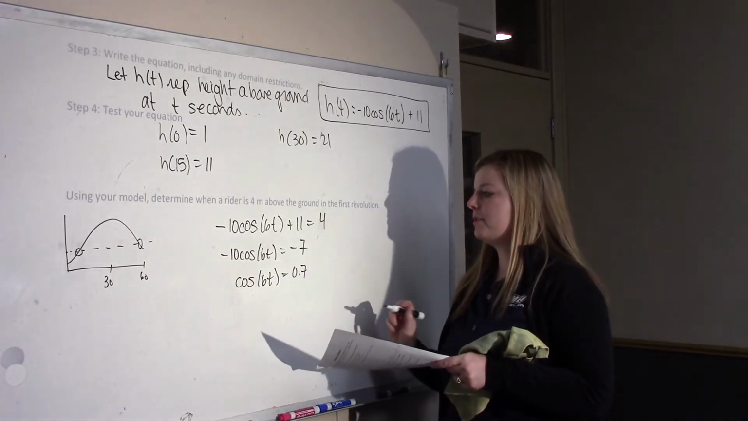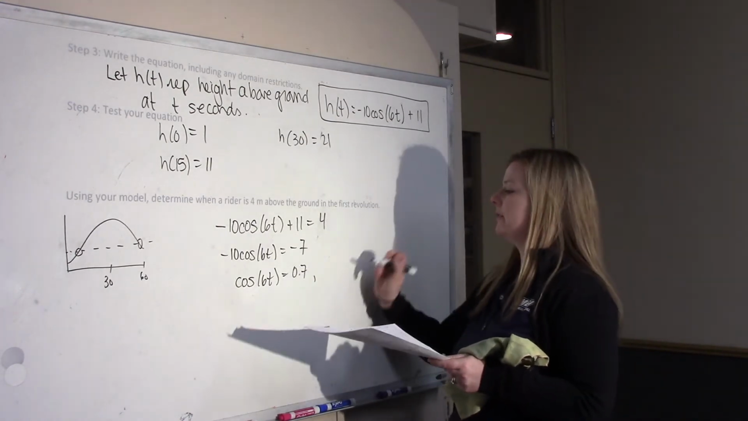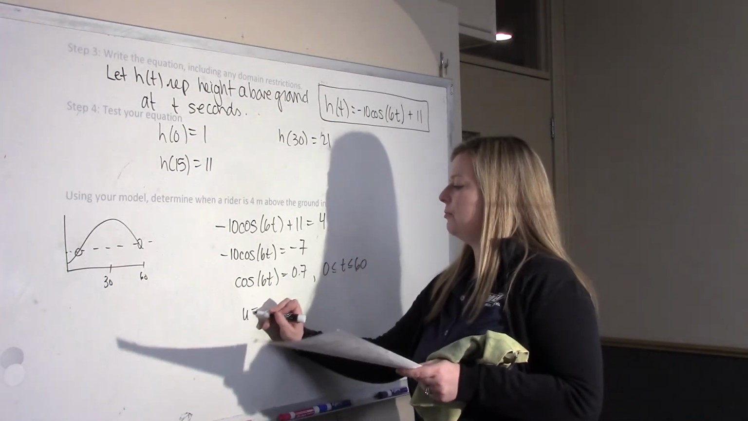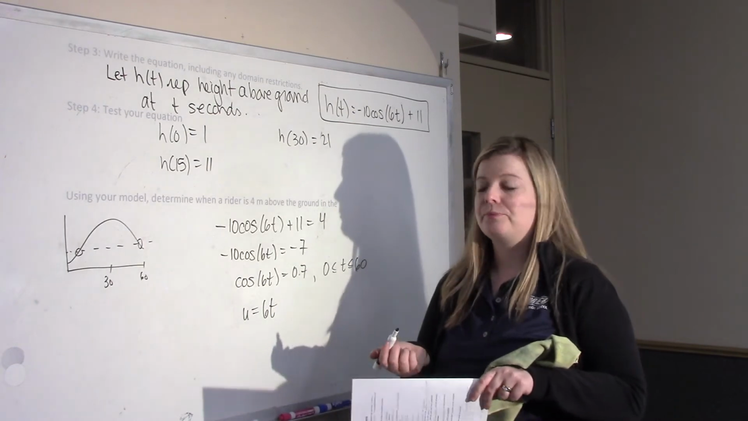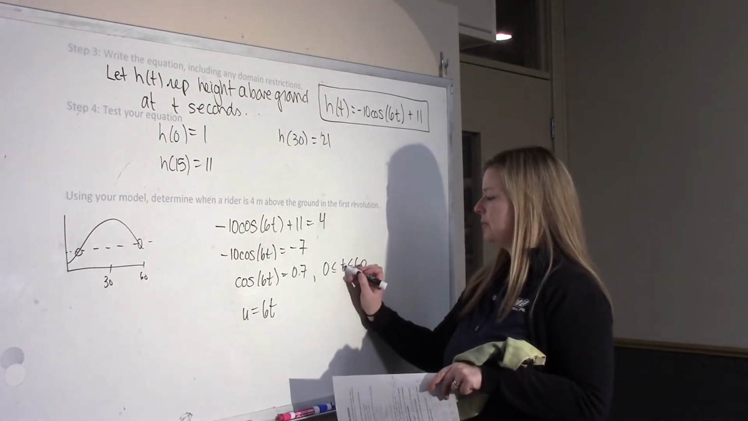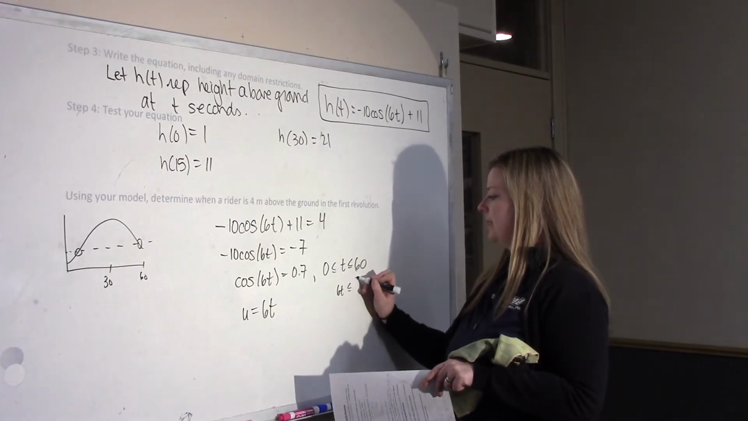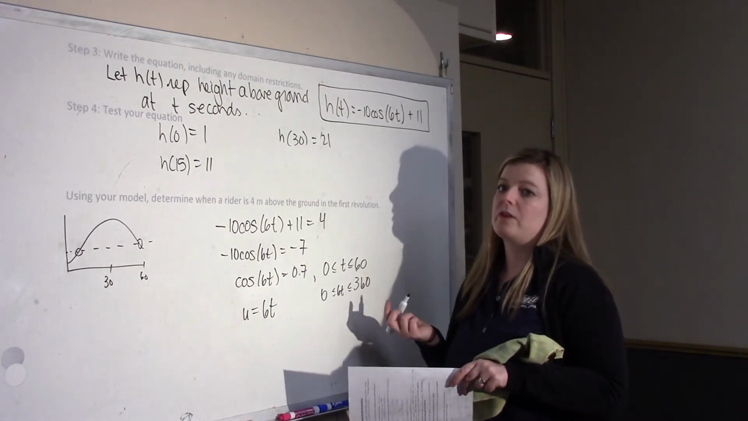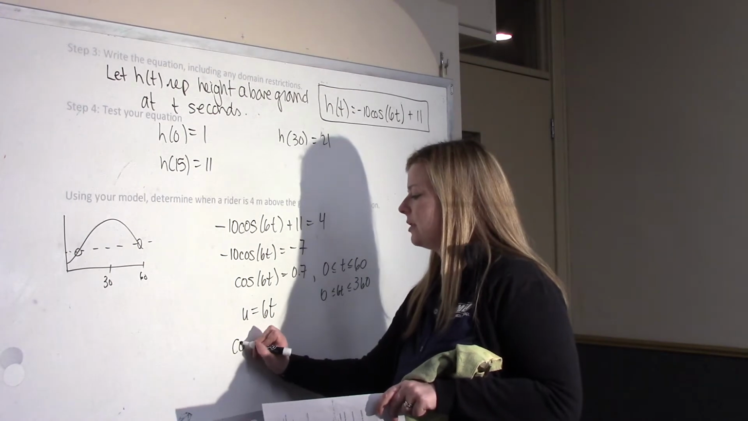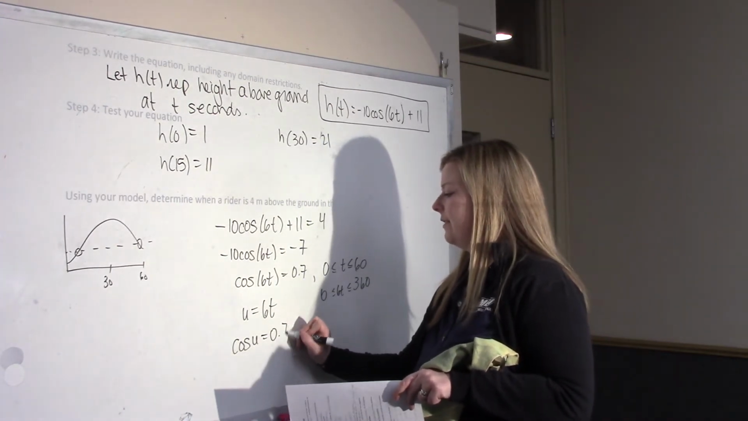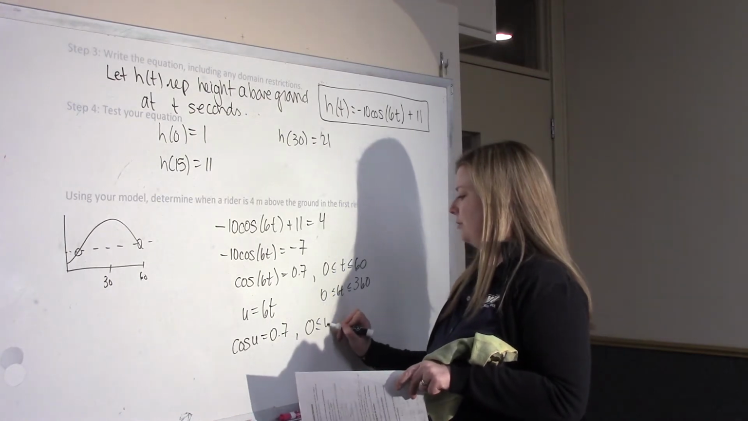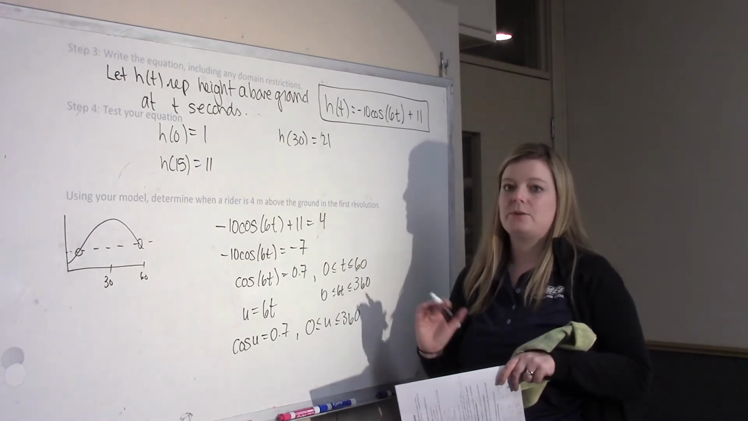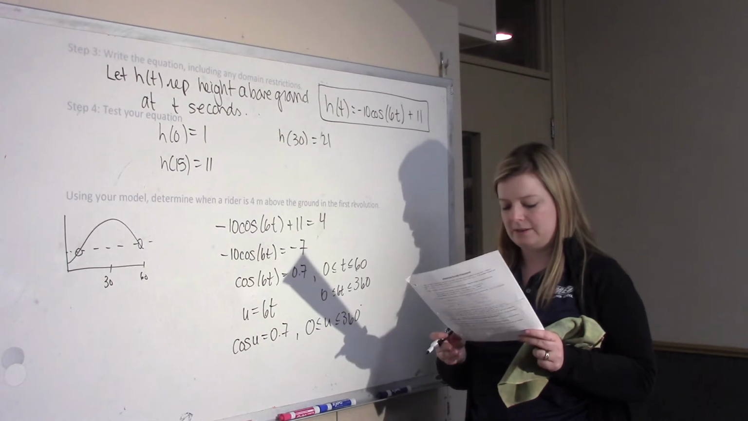Okay? And now we need to include the range. So it said within the first revolution, so that's between 0 and 60 seconds. So now we change this, we let u be equal to 6t. Okay, this should be a review at this point. So because we're multiplying t by 6, we have to multiply this range by 6, so 0 and 360. Makes sense that it's between 0 and 360 because it says 1 revolution. Okay? So then you're trying to solve cos u equals 0.7, where u is between 0 and 360. So take a break, try to solve this on your own, because you have done this in the past, so you should be able to do this.